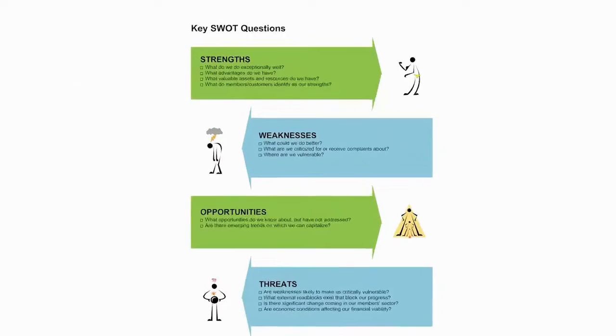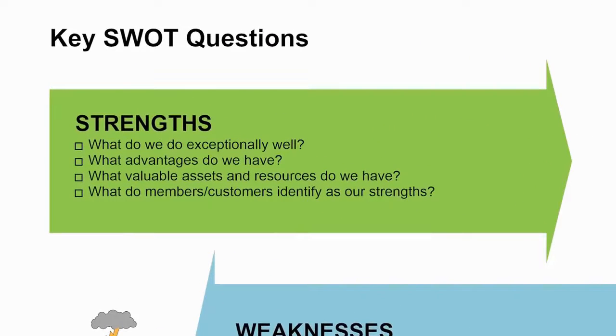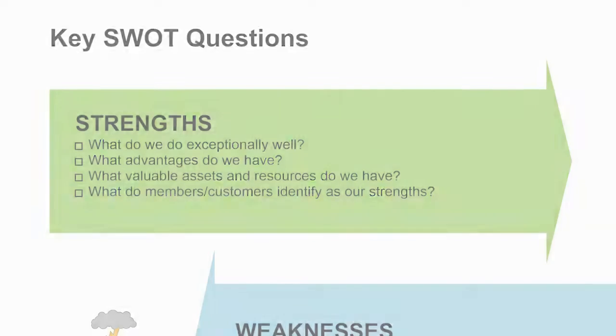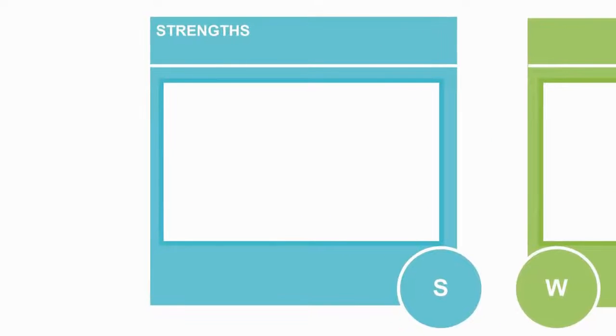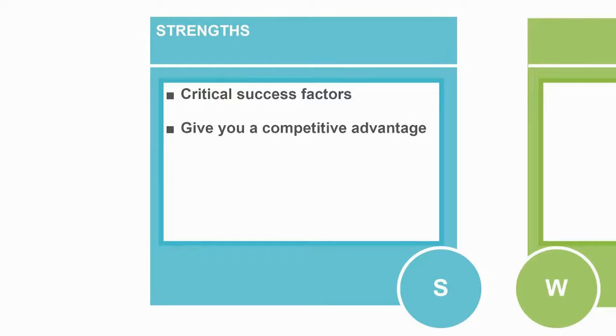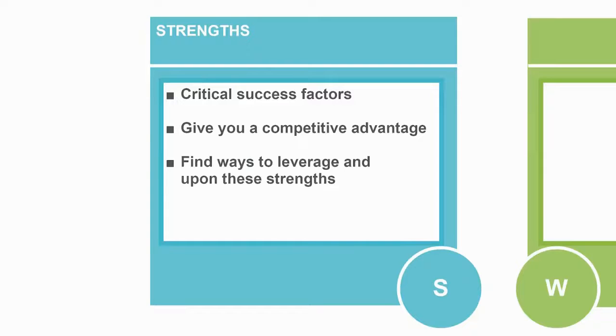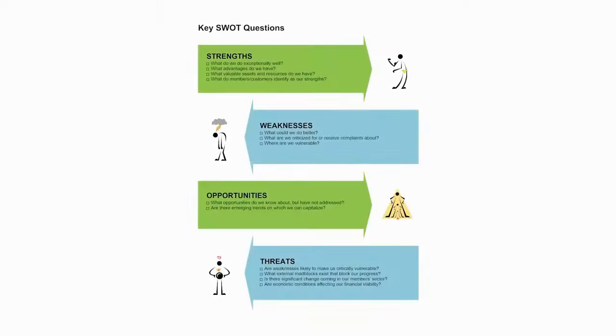First is you want to figure out how to build on the strengths of your organization. SWOT analysis will help you identify the parts of your business that are doing well. These are your critical success factors, aspects of your business that are strong and give you a competitive advantage. Recognizing these assets will help you continue at a high level, and you will also need to find ways to leverage and build upon those strengths to grow your business.